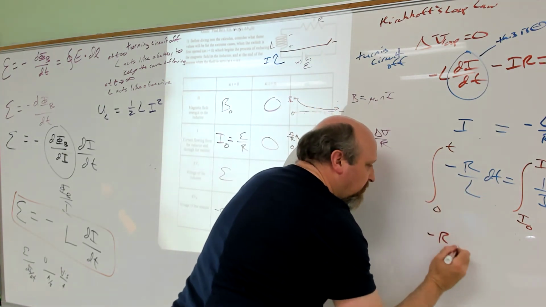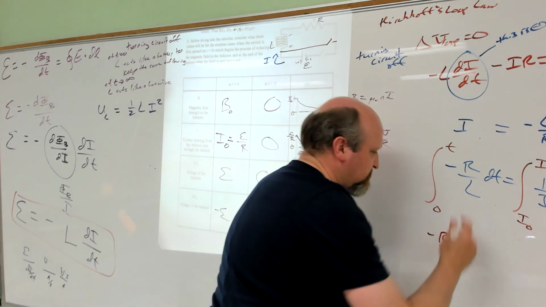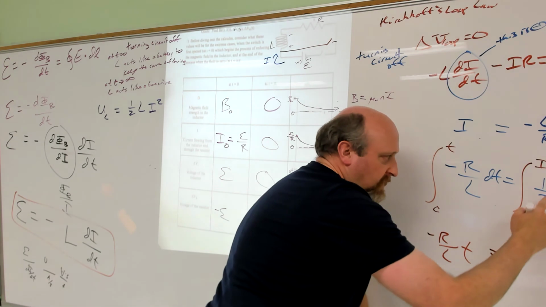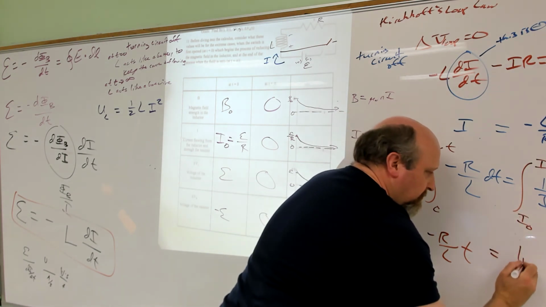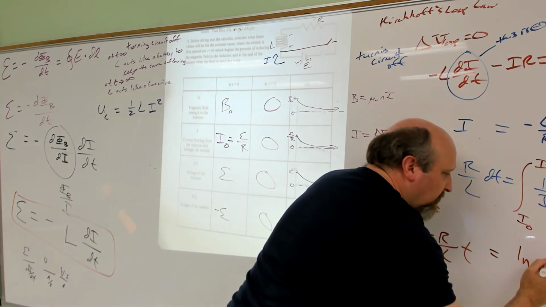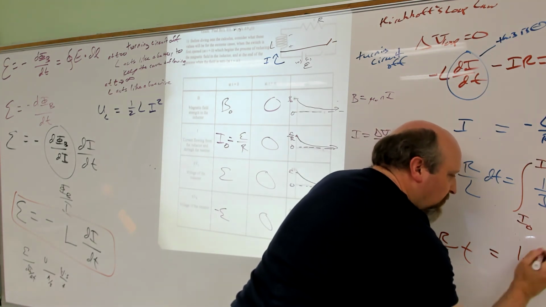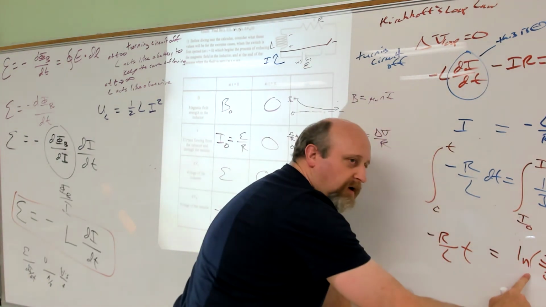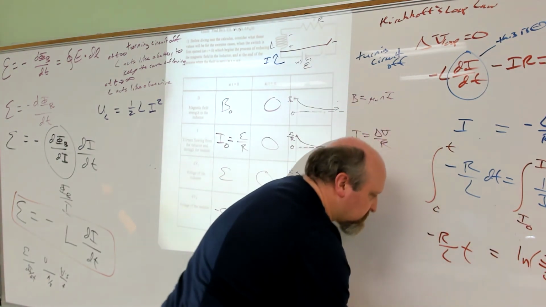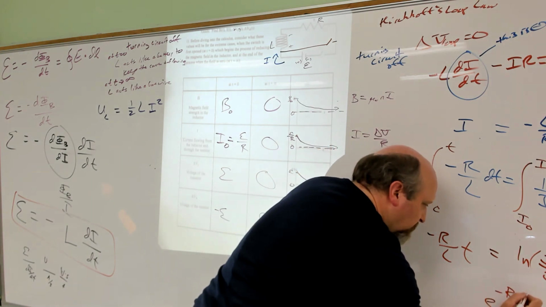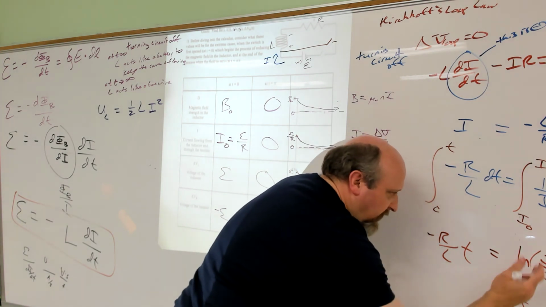This would be negative R over L t minus R over L times 0, so it's just negative R over L times t. On the other side, this is just going to be the natural log of I. It would be natural log of I minus natural log of I naught, or natural log of I over I naught, using that property of logarithms. Okay, let's unlogify this. e to this power equals this. So e to the negative R over L times t is equal to I over I naught.